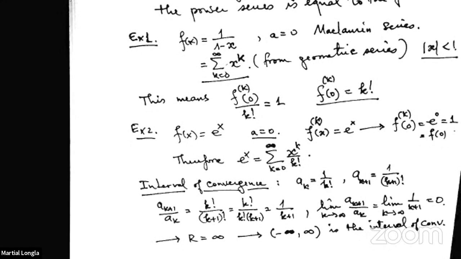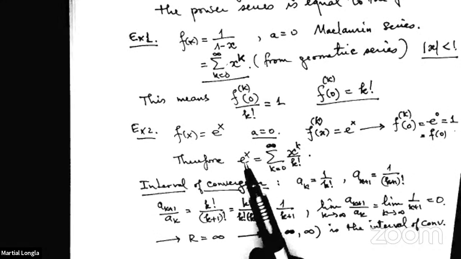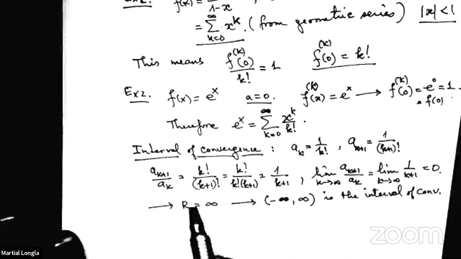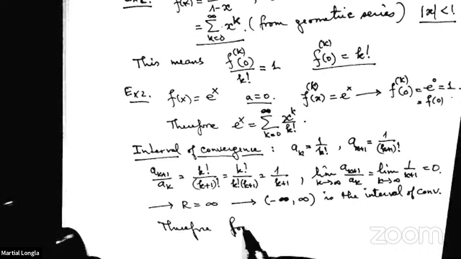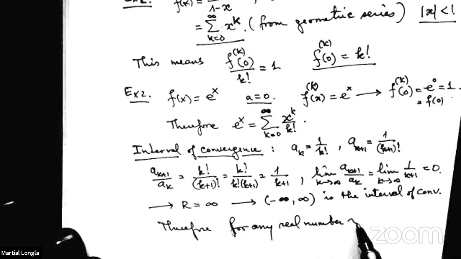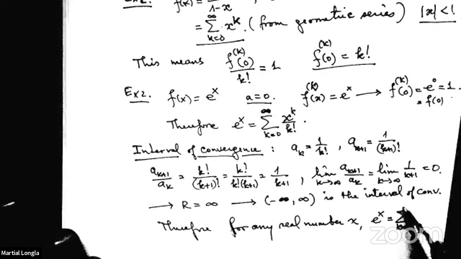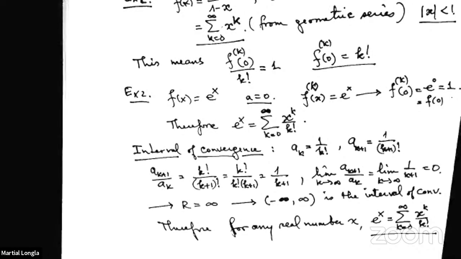Which means if the interval of convergence is from negative infinity to infinity, it means that for any real number, e to the x is equal to that. Therefore, for any real number x, e to the x equals the sum from k equals 0 to infinity of x to the power k over k factorial. So no matter what x is, we can replace e to the x by that.